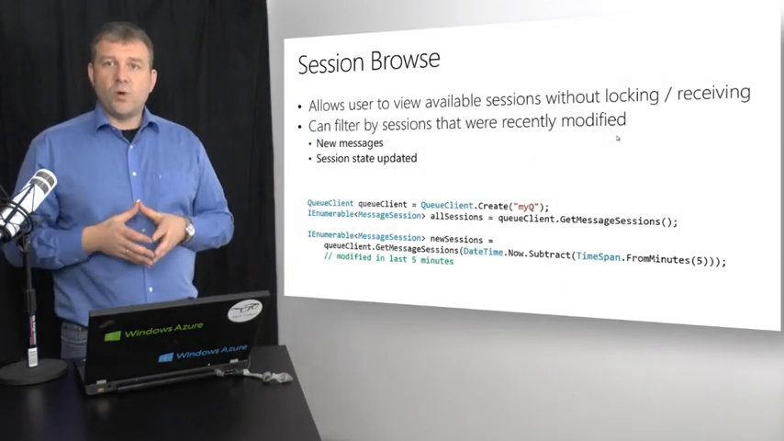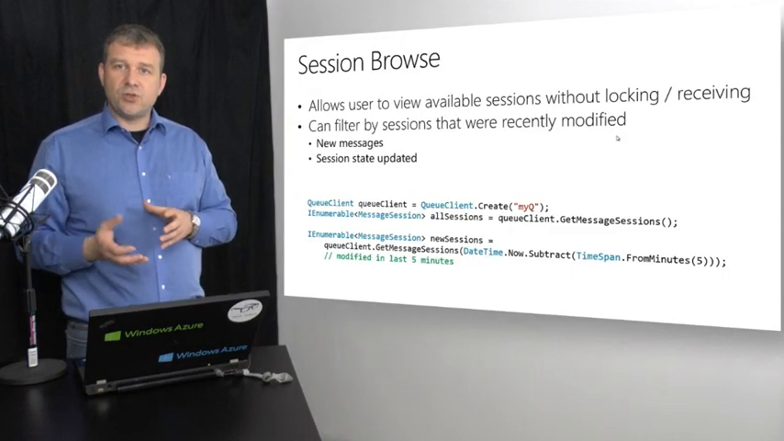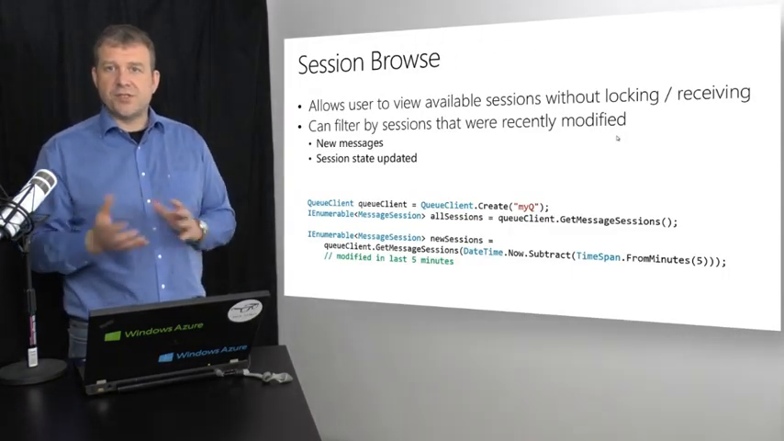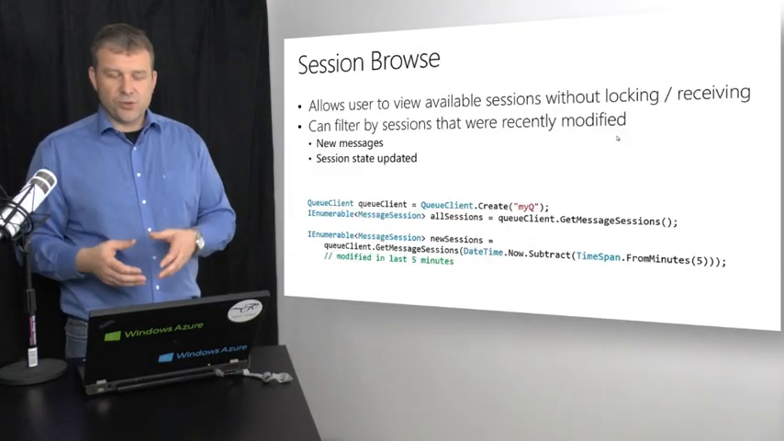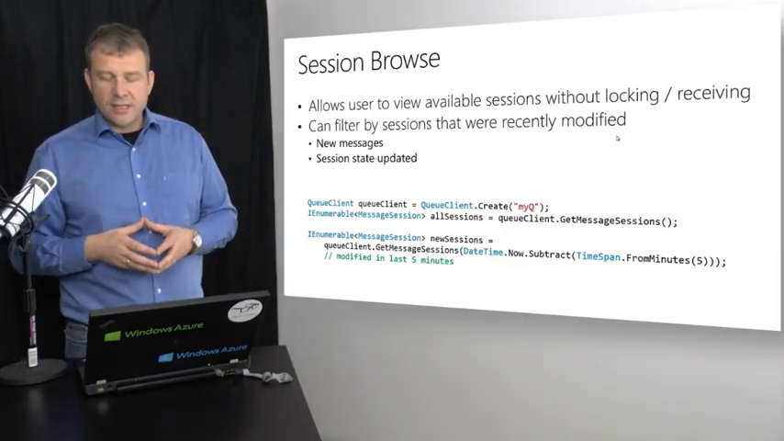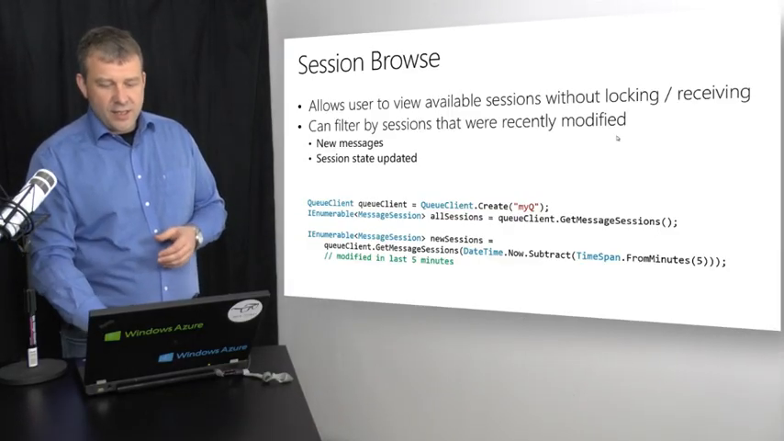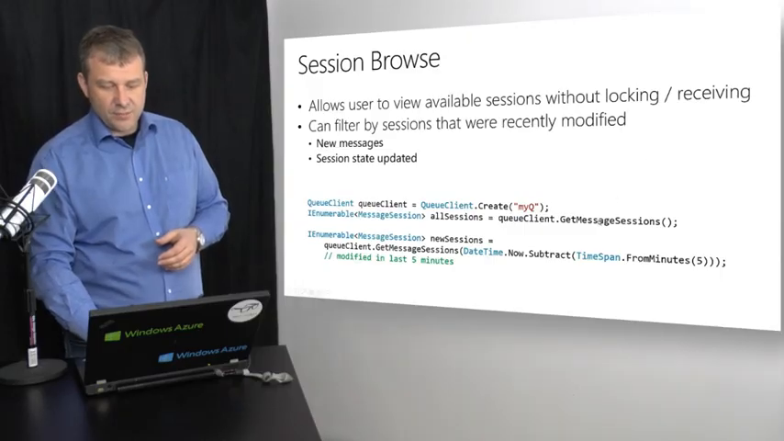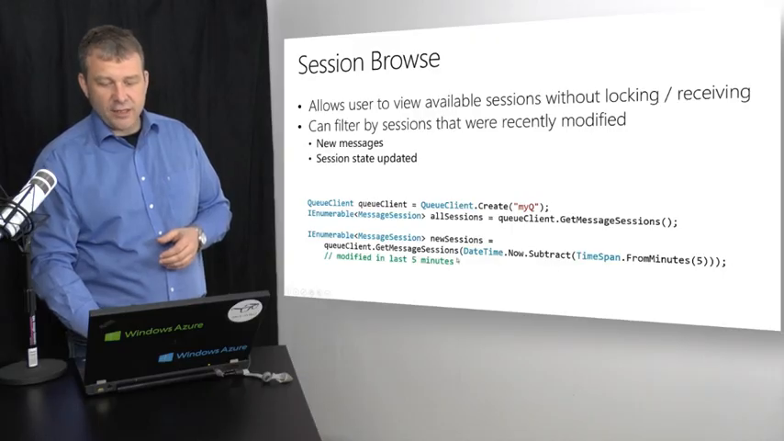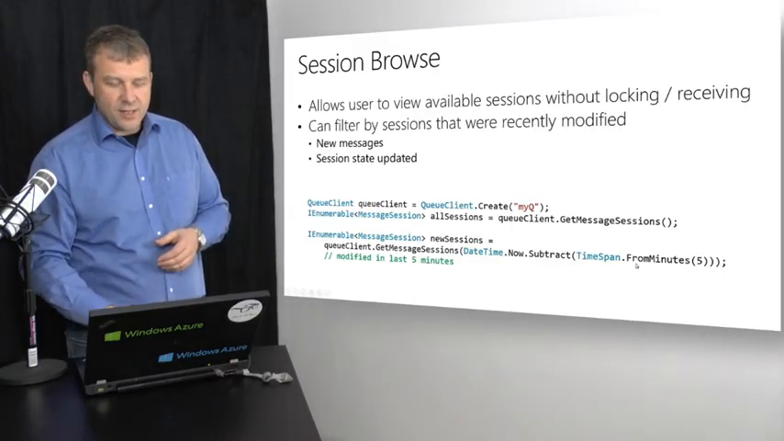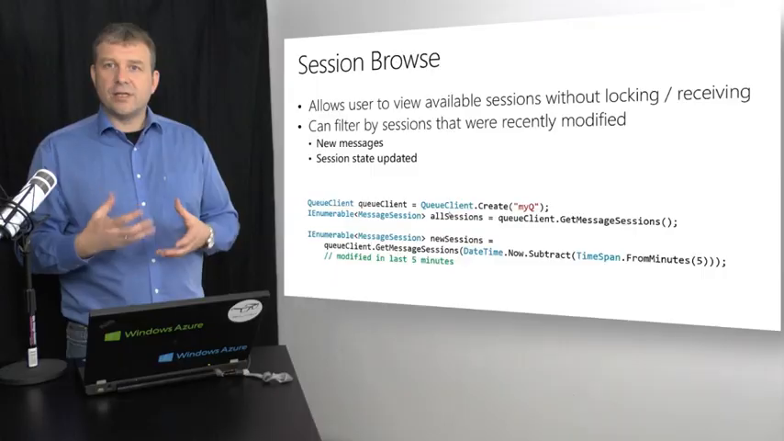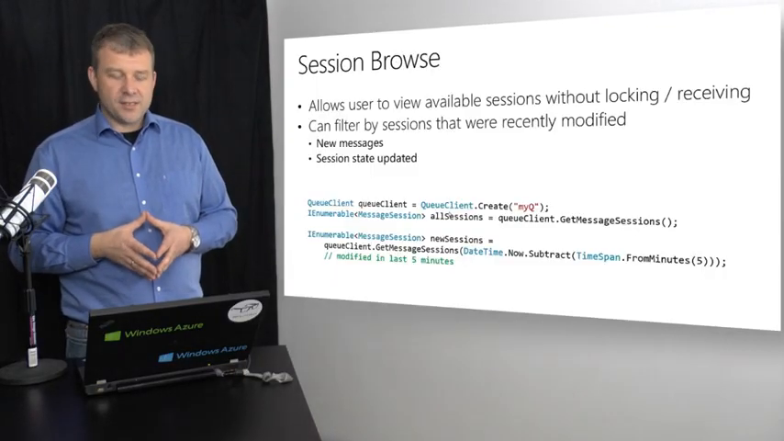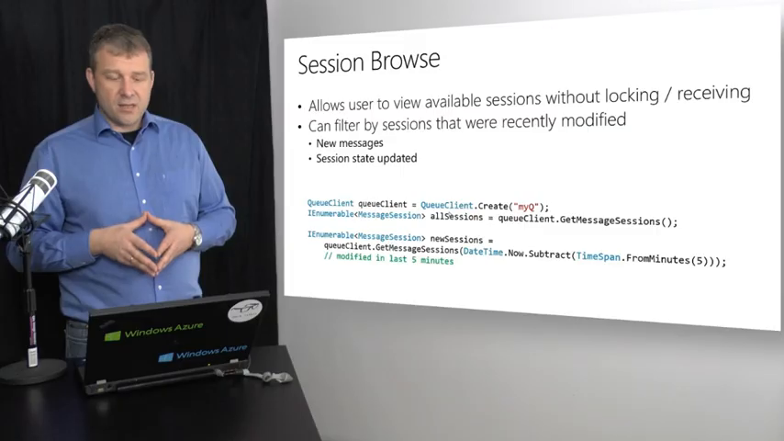If you want to get at those sessions to do some cleanup, to see what the session state is, what the state is of a particular process, because that's the state that you store yourself, you can go and do session browse. So you can get to the client, and then you can get the message sessions here. Or you can actually get the message sessions that had changes within the last several minutes. And then you can iterate through those sessions, actually get to those, and also call get state on them. So you can browse through and analyze what's happening in those sessions.